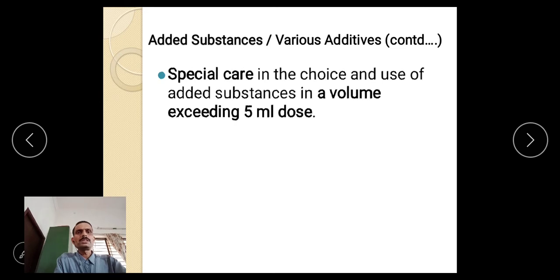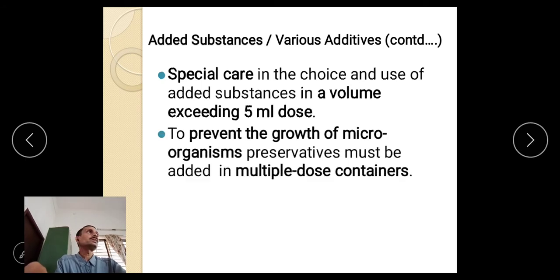Then special care is needed in the choice and use of added substances in volumes exceeding a 5 ml dose. Whenever we are giving more than 5 ml per one dose, it should not contain a large amount of the added substances, because it may cause toxicity once again.